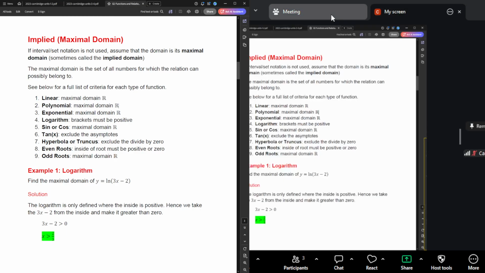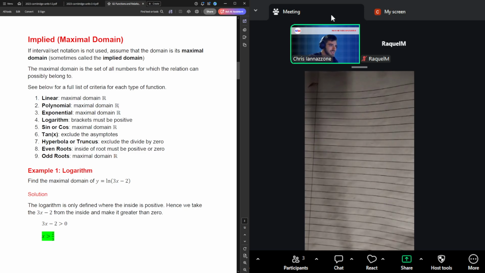For a lot of graphs, this is just going to be all real numbers. The maximal domain is basically all the possible x values that could fit within the function that you have. For a lot of functions, there isn't really anything that would break the math when you put in any x values. There are a few functions, though, that will break, depending on what you substitute into them, and those are the ones that we have to watch out for.